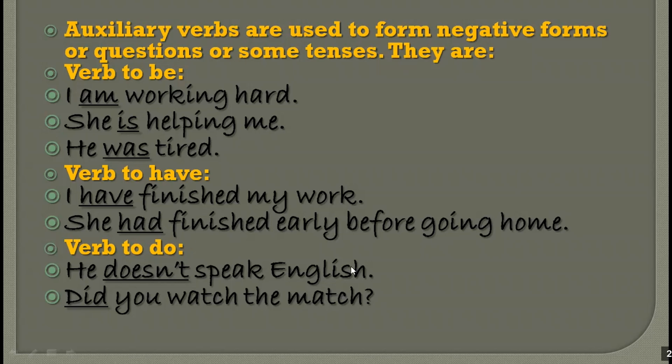Verb to do, he doesn't speak English. That's a negative sentence. Doesn't is an auxiliary verb, and speak is the main verb. Did you watch the match? That's a question. Did is an auxiliary verb, and watch is the main verb.